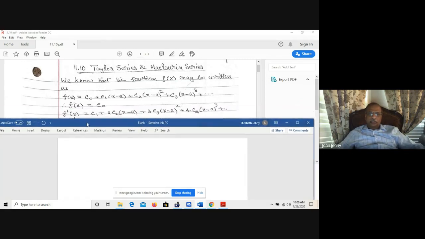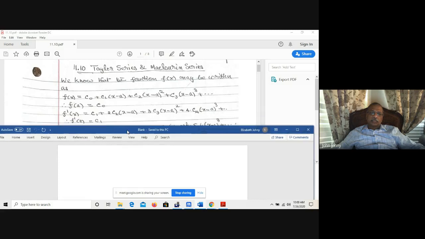Now you differentiate. f′(x) = 0 for c0, since it is a constant, plus c1 times (x − a) differentiated, which is c1 times 1, so that is c1, plus c2 times 2 times (x − a), plus c3 times 3 times (x − a)², plus etc. Now you substitute x = a, so f′(a) = c1.